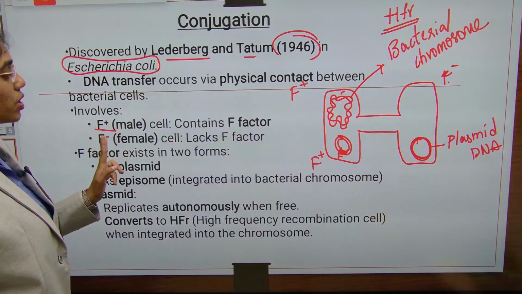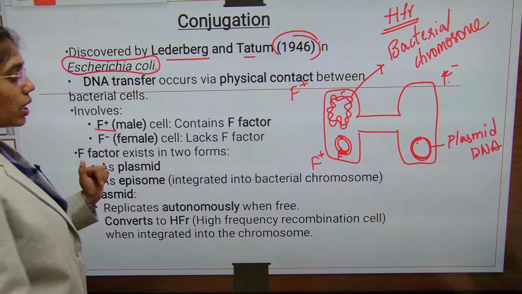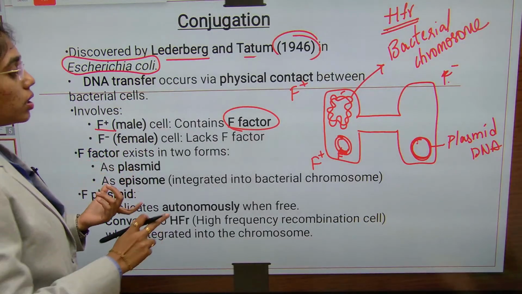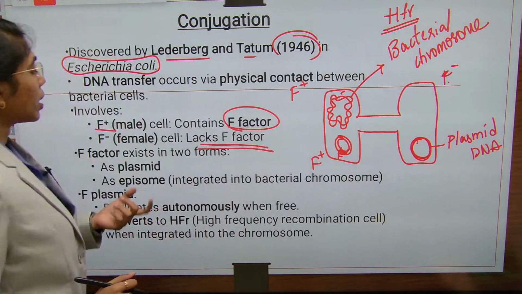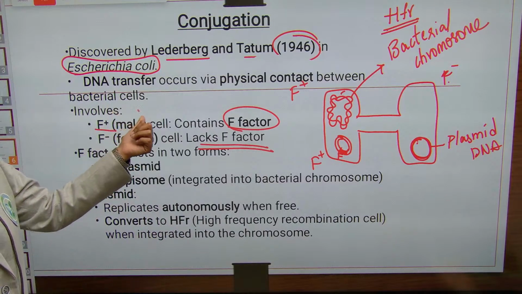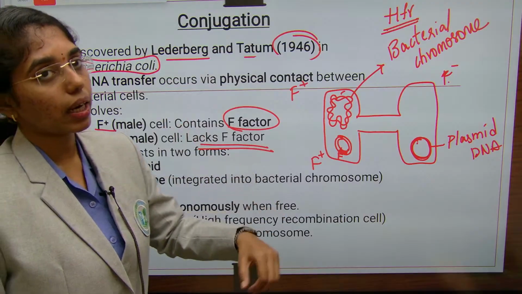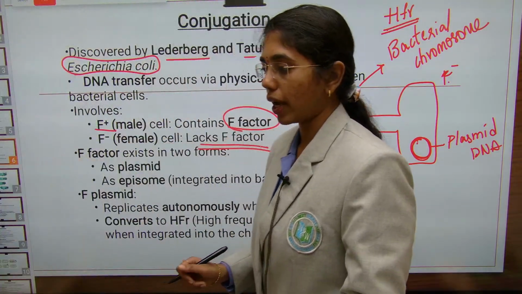F plus is considered a male cell. This contains the F factor. F minus is considered a female cell. This lacks the F factor. Considering these as male and female cells is just hypothetical. Just remember them as F plus and F minus.